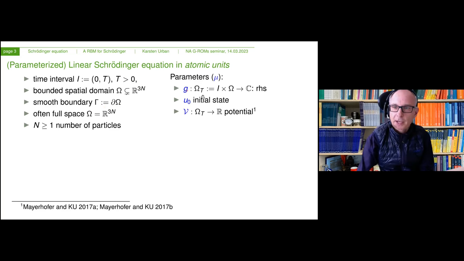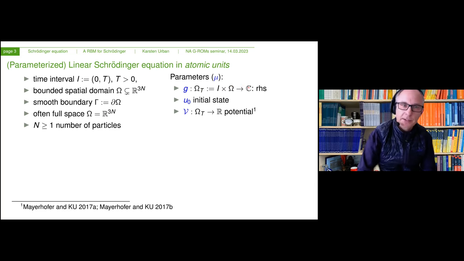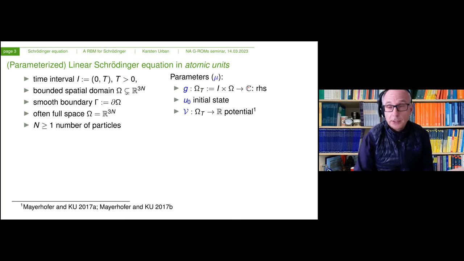The one is the right-hand side. Omega_T, which will be used in the sequel quite often, is the time interval tensor product, or cross product, with the space. And as you already see here, the right-hand side takes values in C, and the same is also true for the solution that we are looking at. The initial state might also be a parameter, and finally also the potential, which acts on space and time. So as you see here, all the three might be parameter functions.